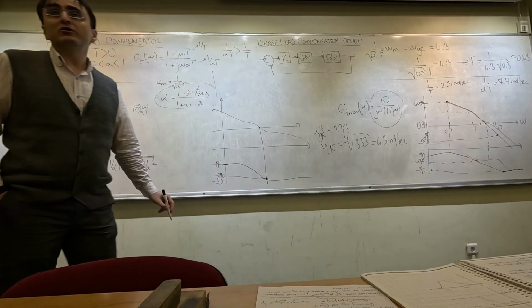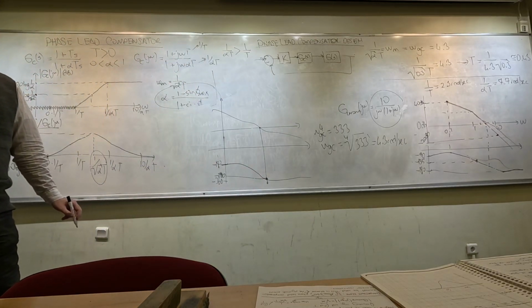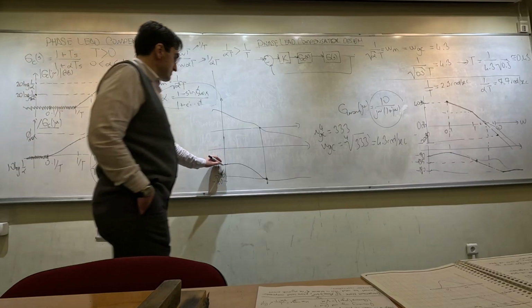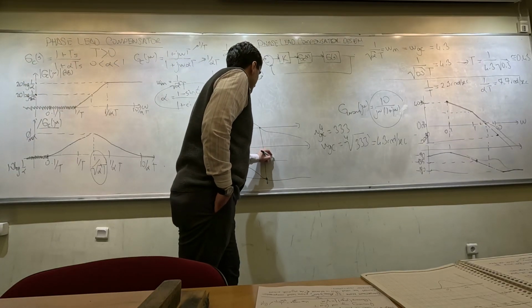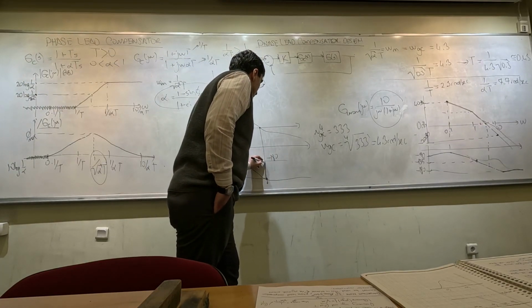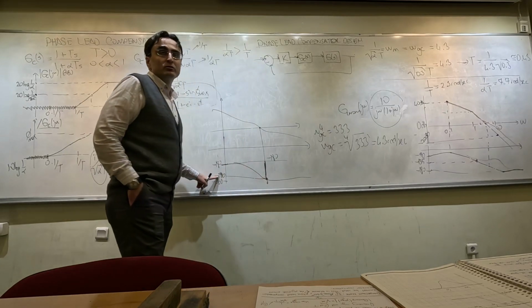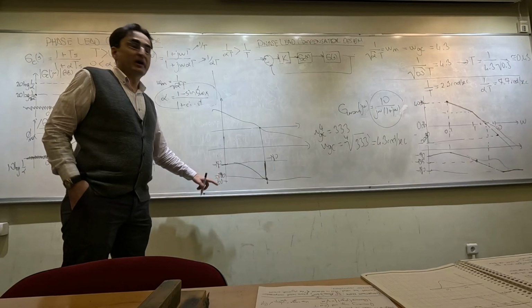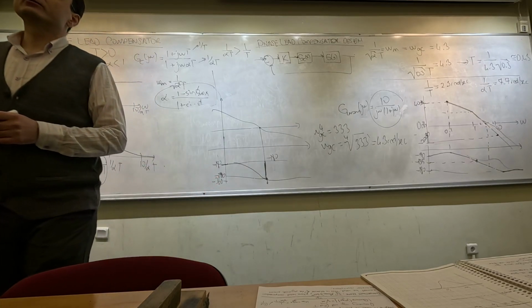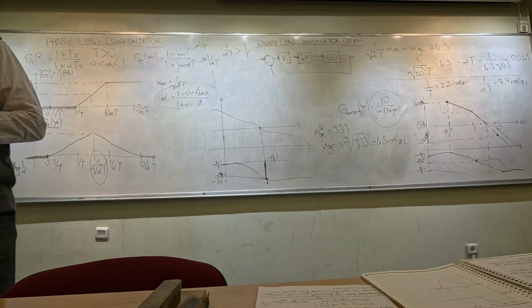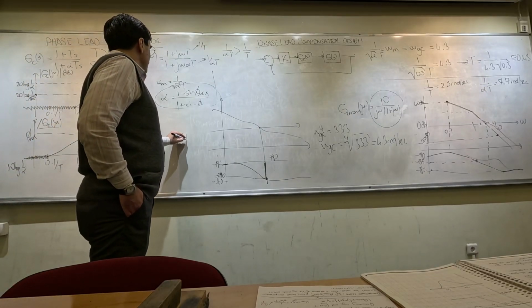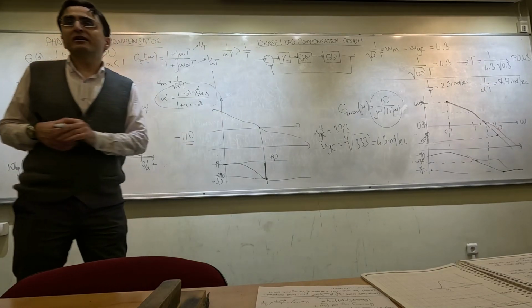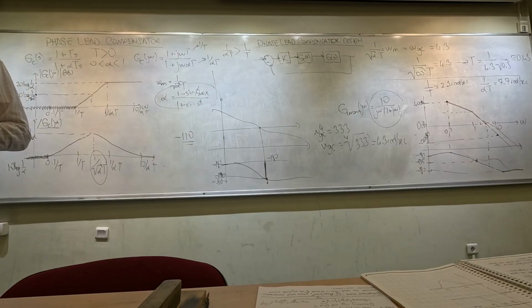What is the phase margin of the uncompensated system? This is minus 180 degrees. Phase margin is going to be, you're just going to add 180 to this number. Okay? The phase margin of the system is what? Minus 110. So here I can say that the uncompensated system is unstable.